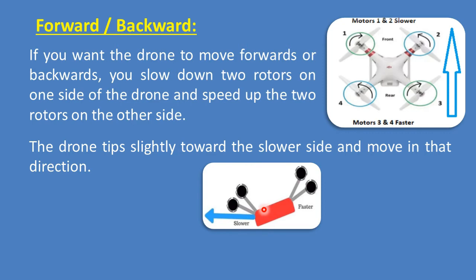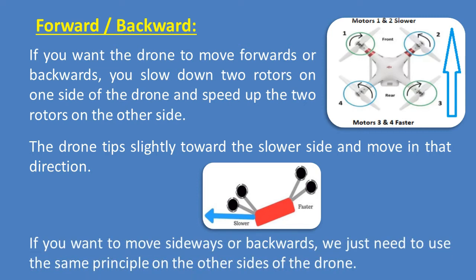The image shown, the drone is tilted slightly towards the slower side and is moving in that direction, that is the forward direction. If you want to move sideways or backwards, we just need to use the same principle on the other sides of the drone. Now if you want to move this drone towards the left side, motors 1 and 4 are made slower and motors 2 and 3 are made faster. Thereby the drone will move towards left.